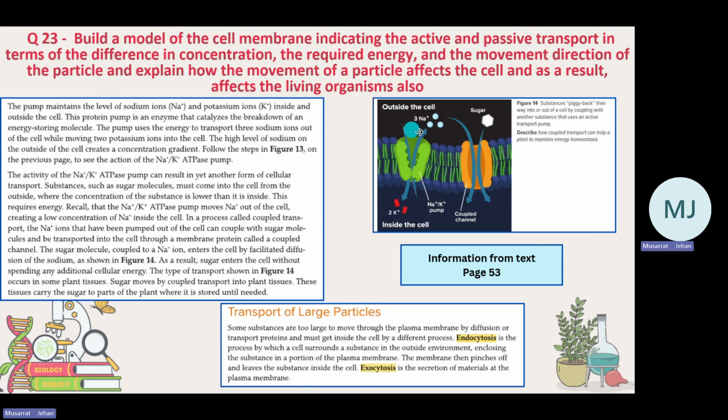Now, there are too many sodium here. There is a concentration gradient. So what happens? The activity of the sodium pump can result in yet another form of cellular transport. Substances such as sugar molecules must come into the cell from the outside. Sugar is needed in the cell. So sugar has to come inside from the outside, where the concentration of the substance is lower inside. So outside there is more sugar, inside there is less sugar, and it has to come in.